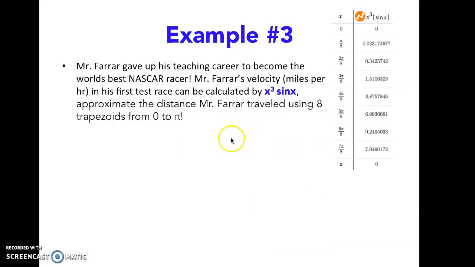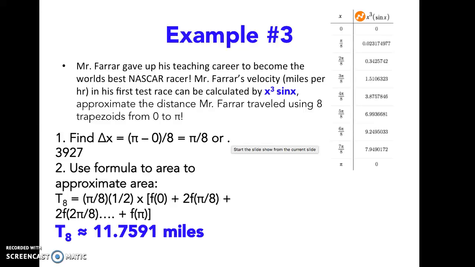Trapezoids from 0 to pi. These are our table with all of our y values. So first we're going to find delta x. We get pi over 8. Then we're going to use our formula to approximate his travel distance, or his area under the curve.